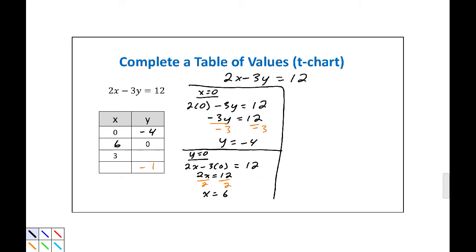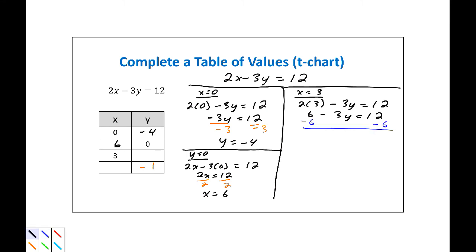For the next ordered pair, we're given that x equals 3. So we'll have 2 times 3 minus 3y equals 12. 2 times 3 is 6, so this becomes 6 minus 3y equals 12. This is a two-step equation, so we will subtract 6 from both sides. So -3y equals 12 minus 6, which is 6. Dividing by -3, we see that y equals -2. So we have a third ordered pair, (3, -2).